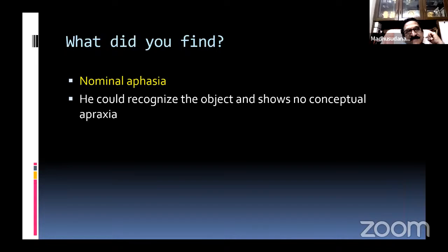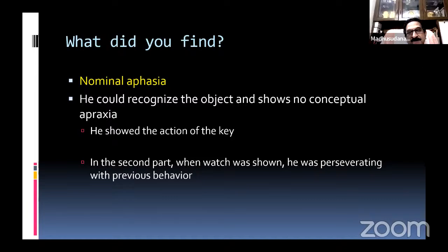So he's got a nominal aphasia. He could recognize the object but shows no conceptual apraxia, because the action is intact, since he did it correctly with the key. And the recognition of the object is also intact, because unless you recognize the object, you cannot do the act of opening, the rotating movement of the key. So he shows the action of the key. The second part, when the watch was shown, he was perseverating with the previous behavior. He's again doing the same thing with the watch.